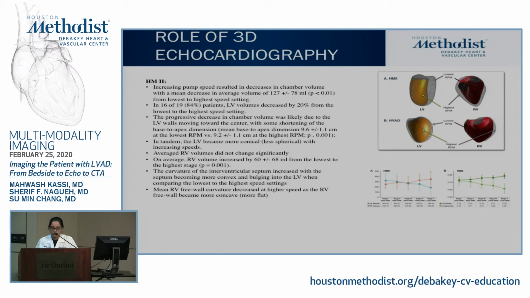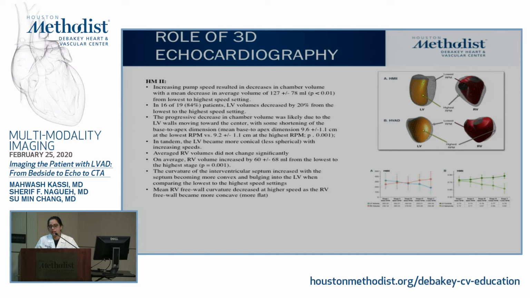It was not as meaningful a change, but it was a lot compared to HVADs. And they changed almost 60 mLs from the lowest to the highest curvature. And with increasing LVAD speed, the curvature of the interventricular septum increased, becoming more convex and bulging into the LV. And when comparing the lowest to the highest speed, the free wall curvature decreased at the highest speed, so it became more concave or flat.